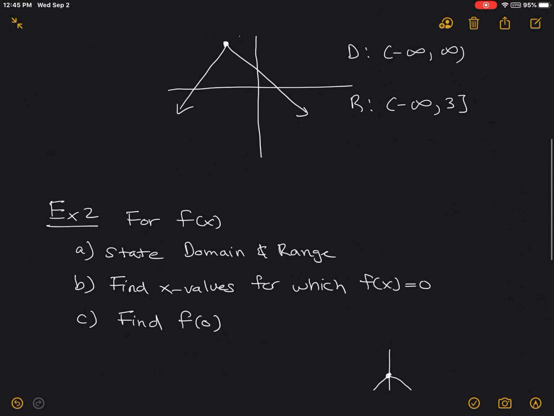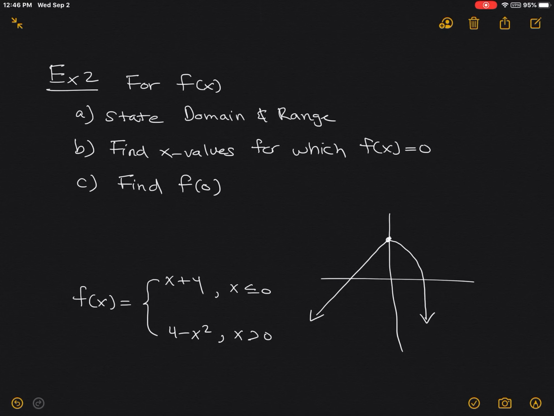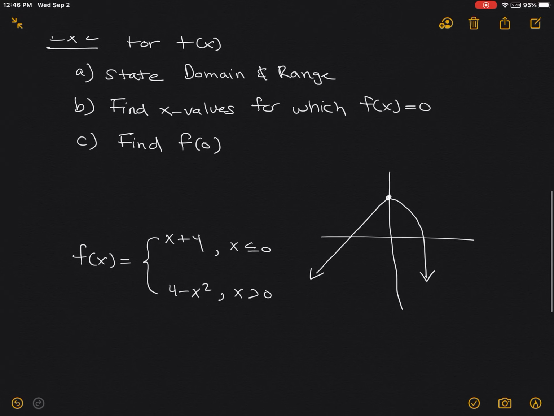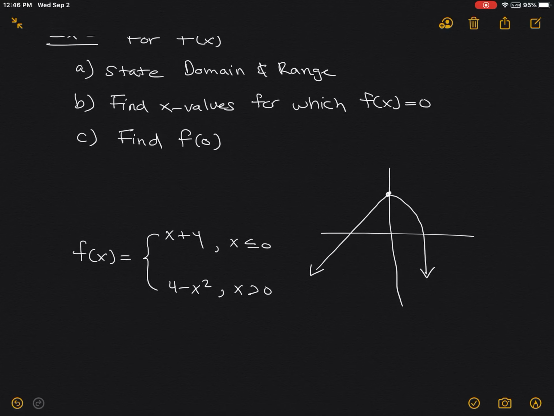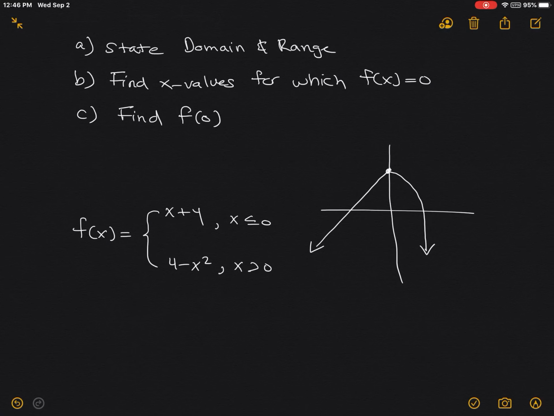All right, so moving on to example number 2. It says for f of x below, state the domain and range, find the x values for which f of x is equal to 0, and then find f of 0. Okay, so they give you the piecewise function, and they give you the graph over here. I did not give these values on purpose because I want you to be able to interpret it because they give you a piecewise. So I'm going to answer these questions a little bit out of order.